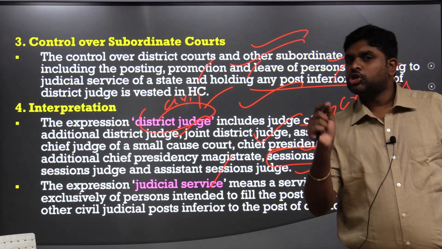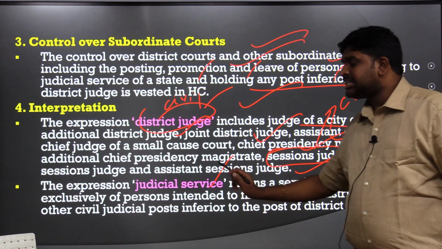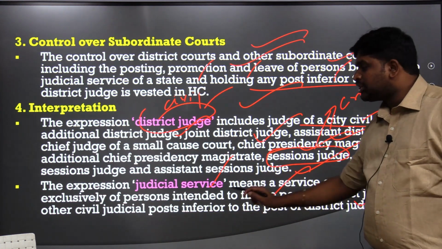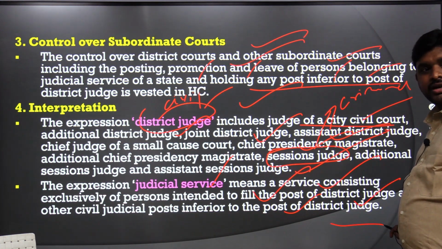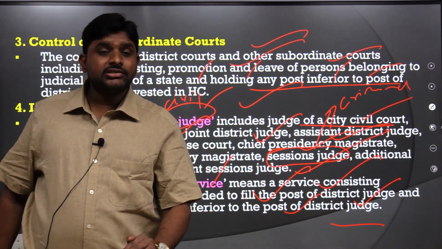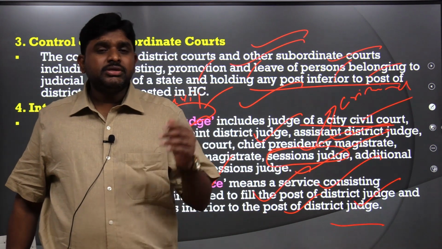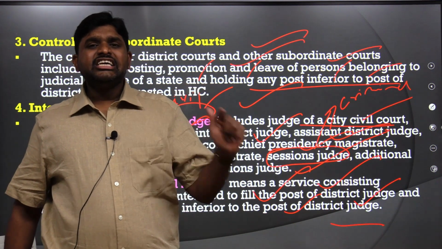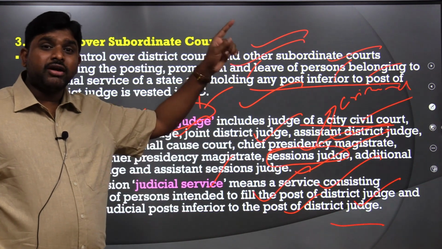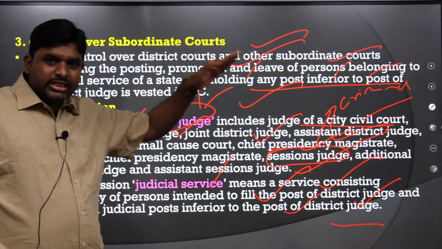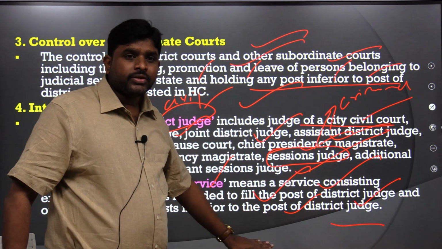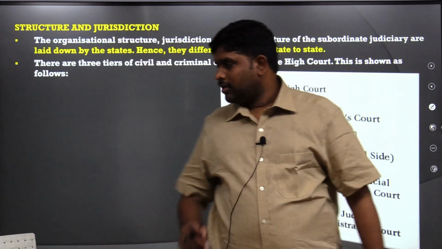The expression judicial service or judicial officers means a service consisting exclusively of persons intended to fill the post of district judge and other civil judicial posts inferior to the post of district judge. So judicial officers are those inferior to the district judge. For example, if the commissioner of police is compared to a district judge, then the deputy commissioner of police and assistant commissioner of police will be the judicial officers. In that way, judicial officers means the judges who are subordinate to the district judge. Understand this.